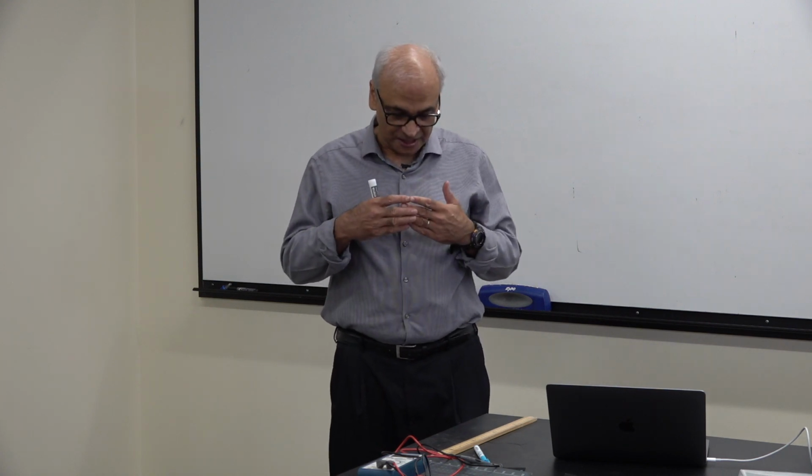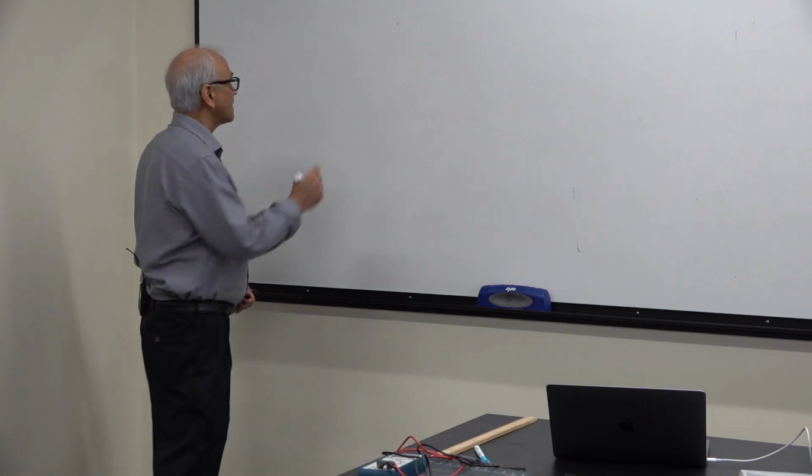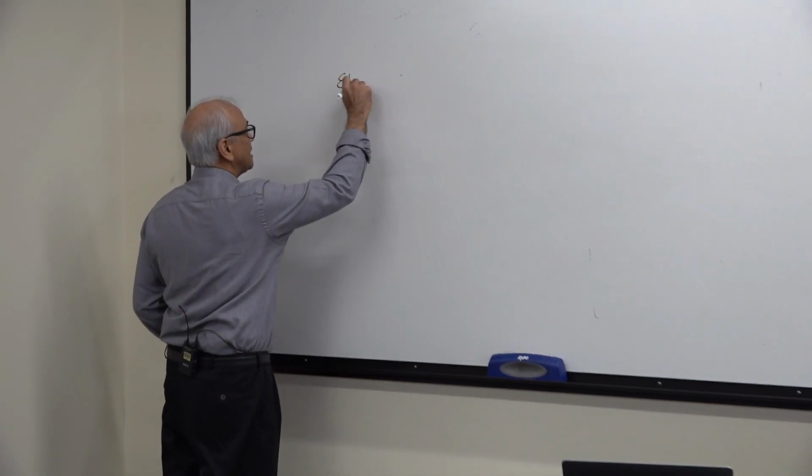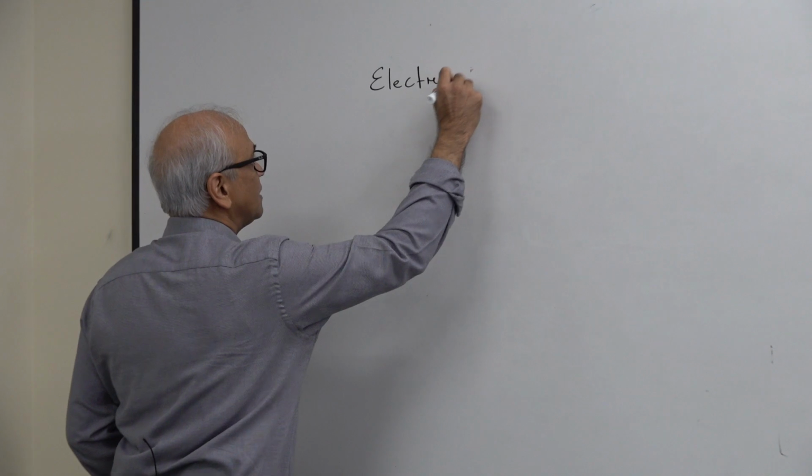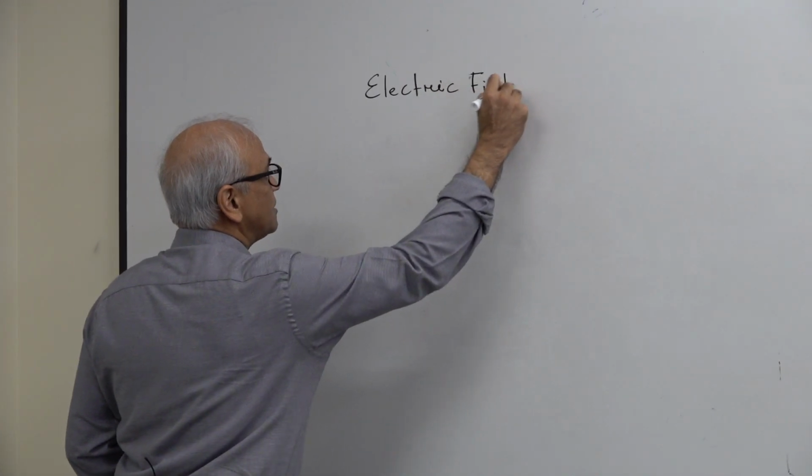So we know about electric field by this time: you have a charge and then you have the field which emanates from it. If you have a positive charge, we take it that the fields are going out of it, and if you have a negative charge, fields are coming into it. So let's look at just the electric field first.